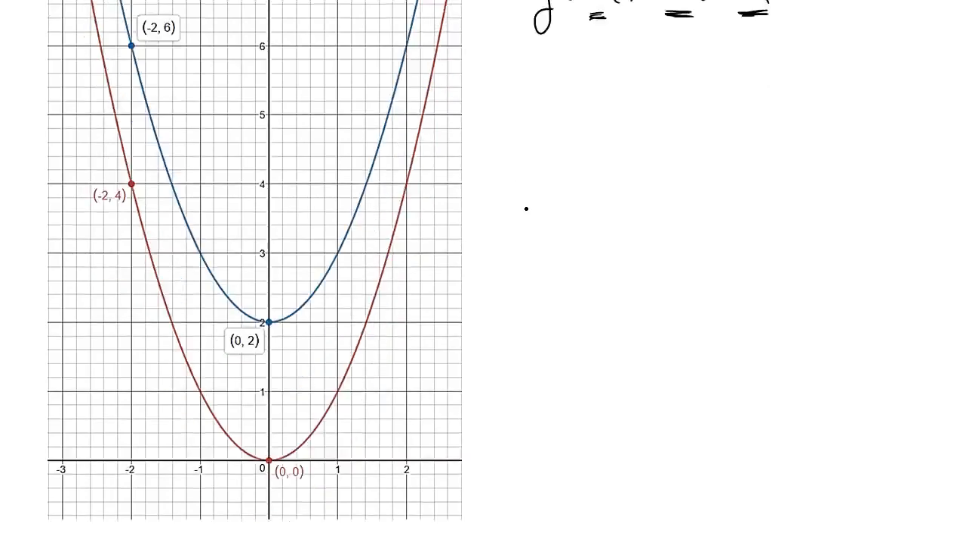All right, so here we've got two parabolas. Again, our red one here is just our basic y equals x squared. Okay, I've just graphed that for you. And the blue one, this equation is actually y equals x squared plus 2.